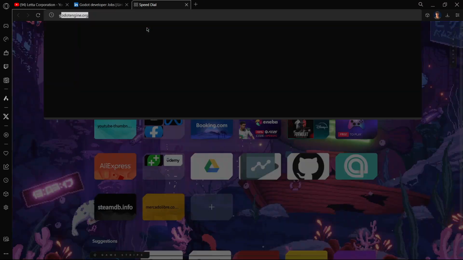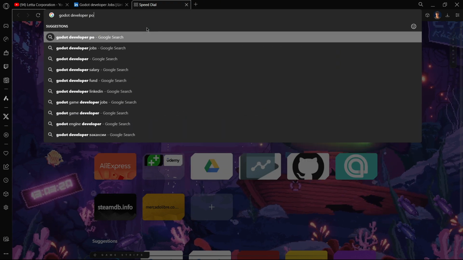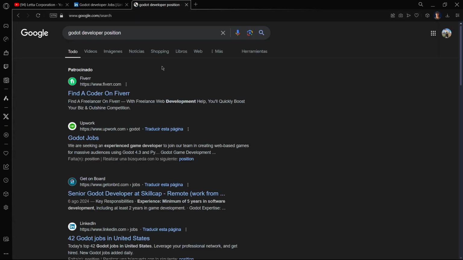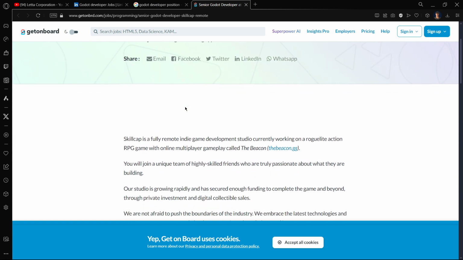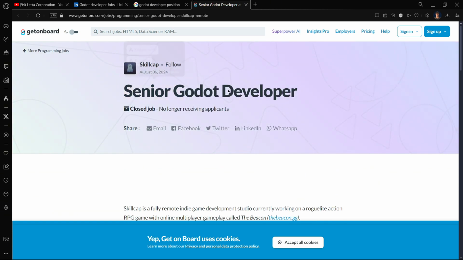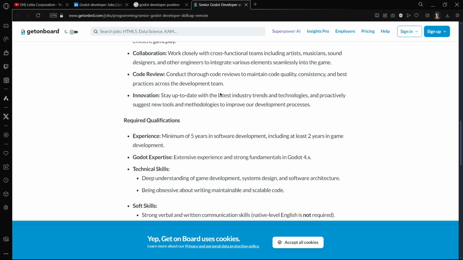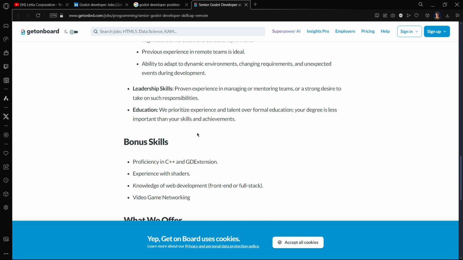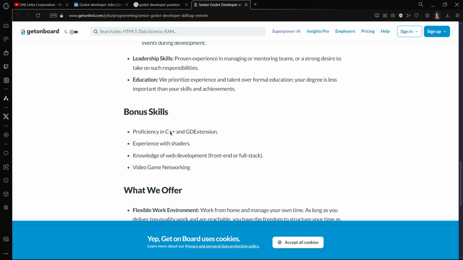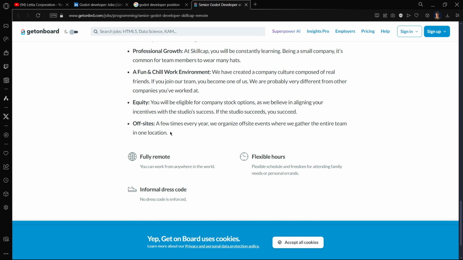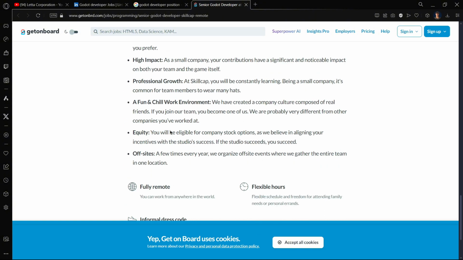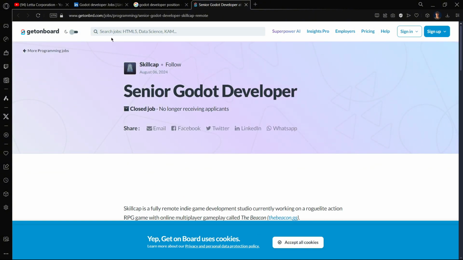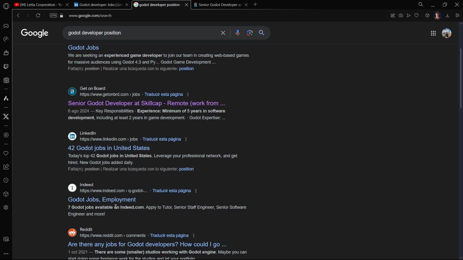Not only on LinkedIn, but if you look here, Godot developer position or something like that, they are quite limited. For example, here I did find someone that is actually closed. But this is a senior Godot developer, and here they were asking for something like 5 years of experience, and you can see a lot of things, proficiency in C++, so this is quite advanced for a normal guy that has started using Godot just for some years. So indeed, you do have much fewer options.